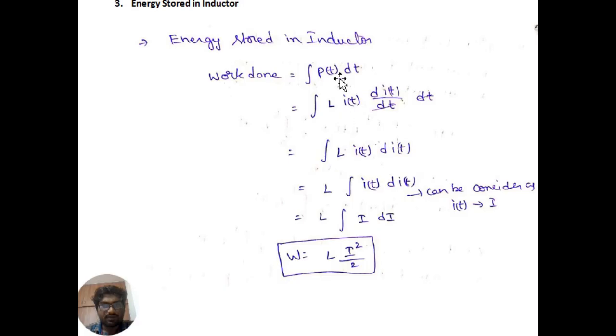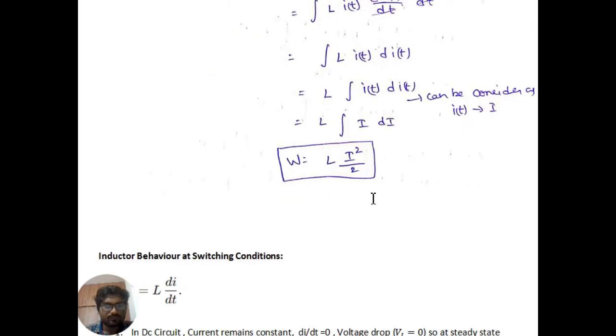So if you place the power equation, dt will be cancelled. So di will be remaining. So it becomes L integral of I di. If we integrate it, the work done will be L into I square by 2.